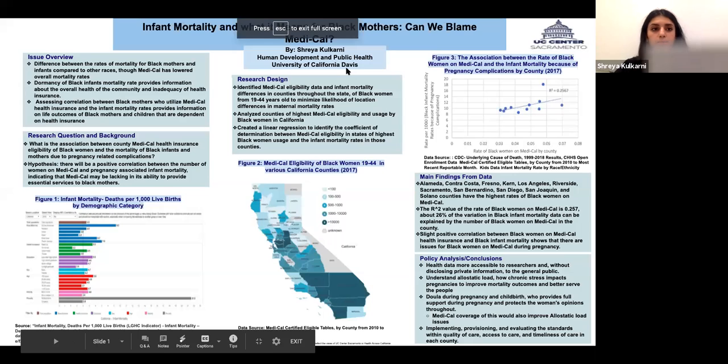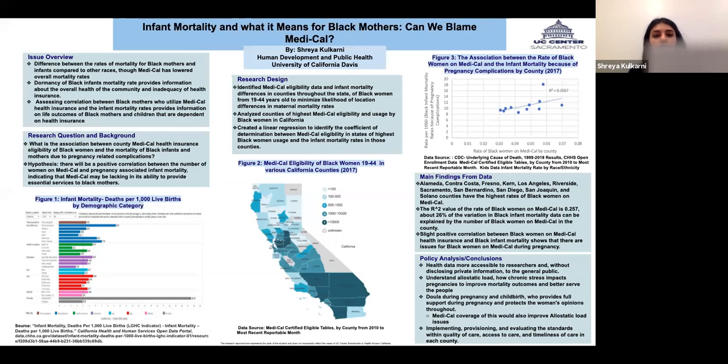Okay. That's great. So my research today is about Medi-Cal health insurance coverage and infant mortality rates that are especially high in Black populations. Medi-Cal health insurance coverage has raised infant and maternal mortality rates of Black women. However, as seen in Figure 1, there's a substantial difference between rates of mortality for Black mothers and infants in comparison to other races. So my research question asks about the association between Medi-Cal usage of Black women and infant mortality due to pregnancy-related complications.